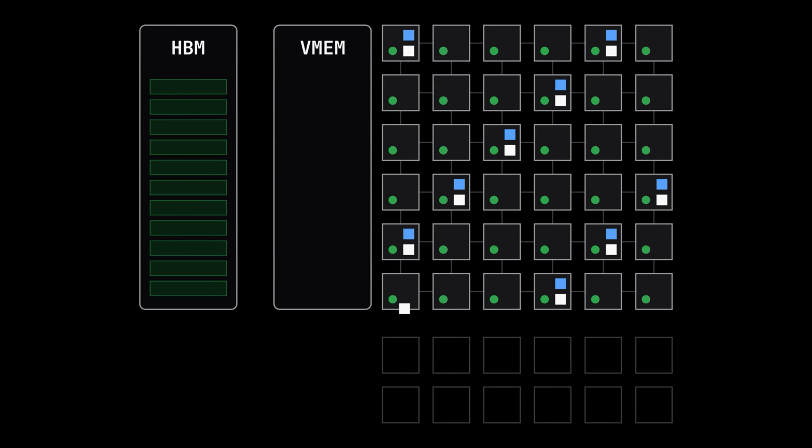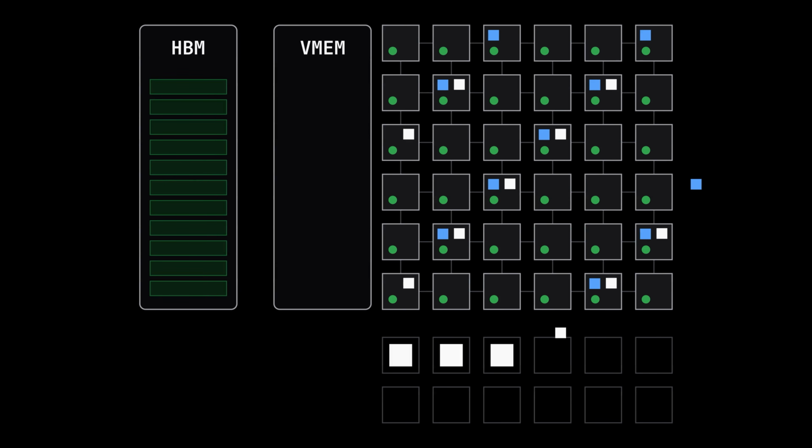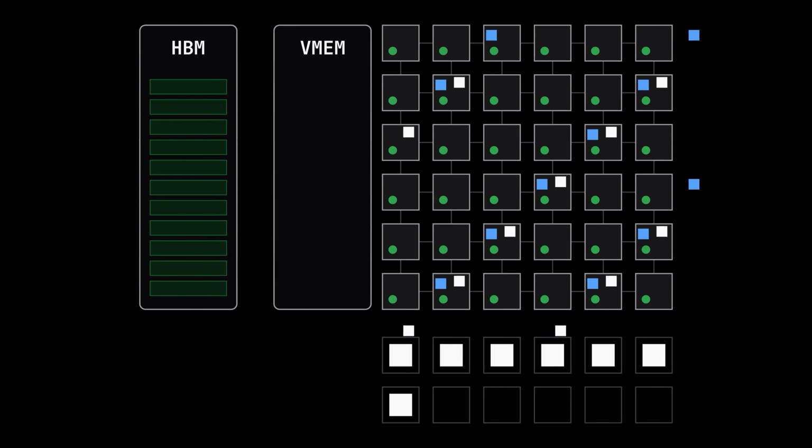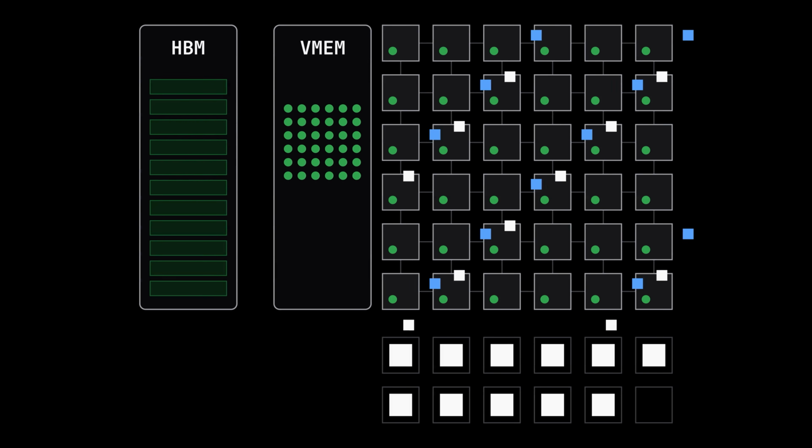When the total leaves the bottom of the grid, every unit in that column has added its part to it. And that's one finished cell of the result. The rest come out of the bottom edge right behind it, one after another. And while all of this is happening, the next chunk of weights is already being copied into vmem, so the array never has to stop and wait for the memory.